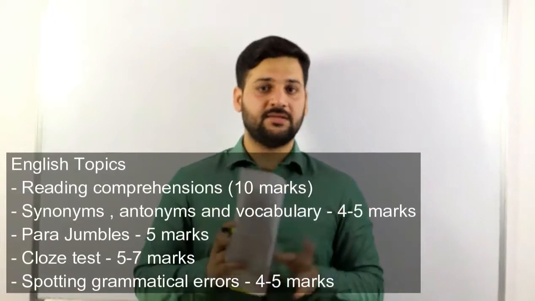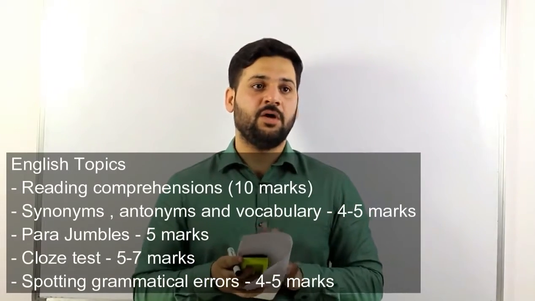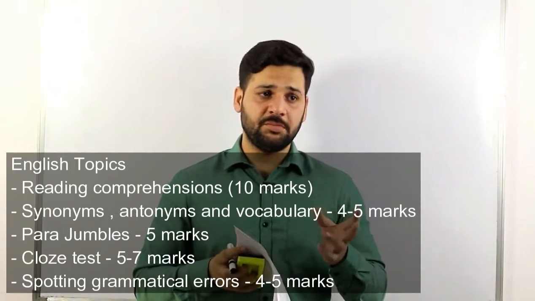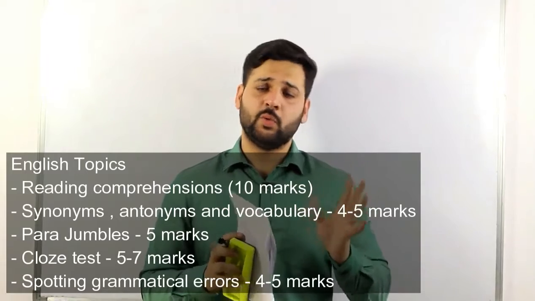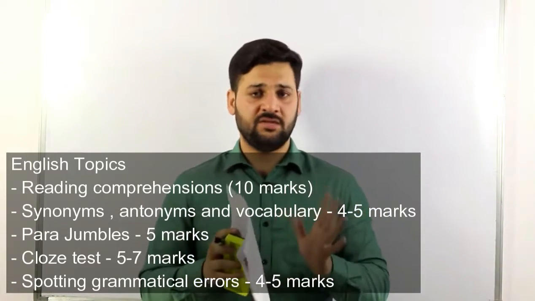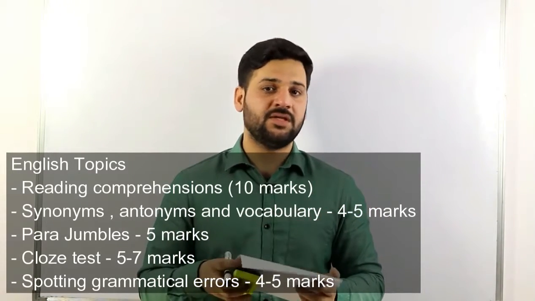Now the English. According to me, that is the easiest section for the exam. Out of 30, a reasonably good student can achieve 22, 23 easily. It is very easy to score 20 plus from this section.